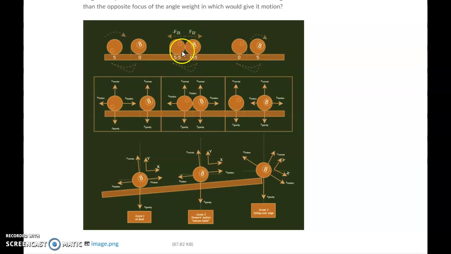All we've got to worry about here is F21 and F12. They're equal and opposite all the time.